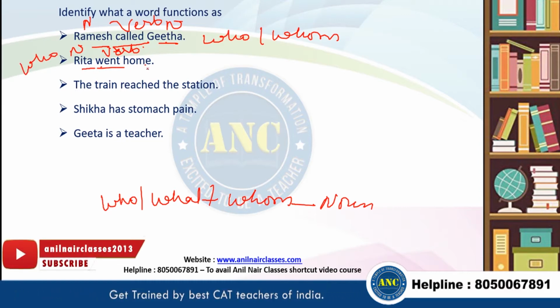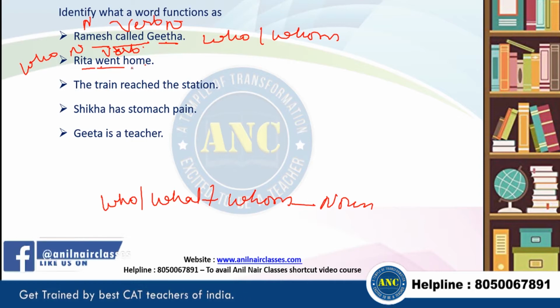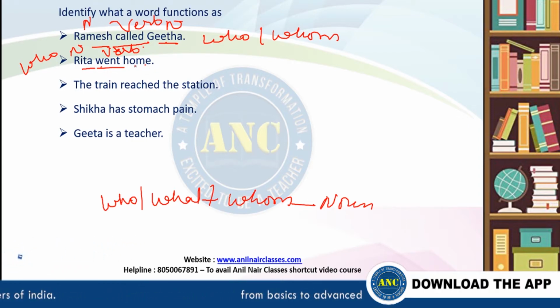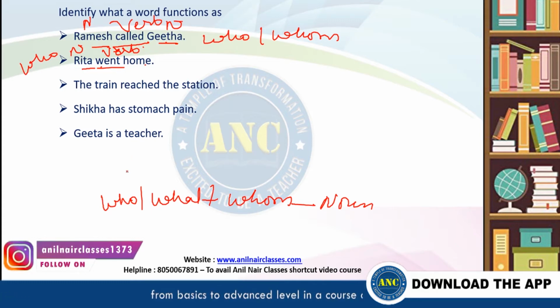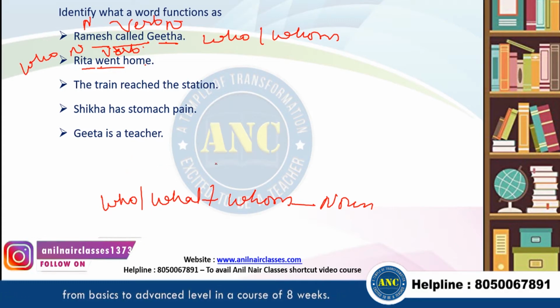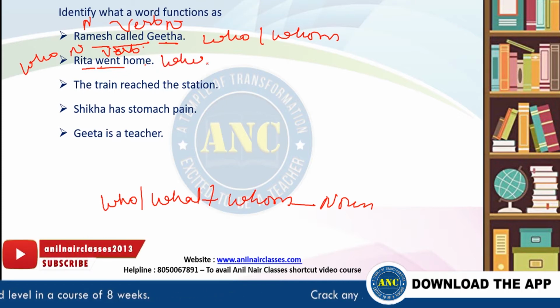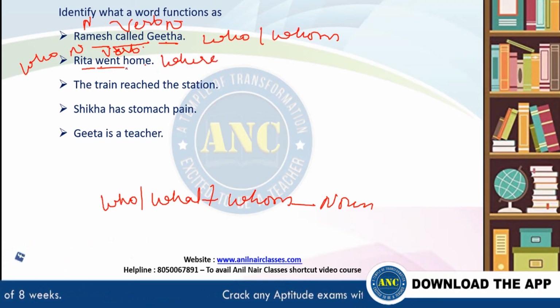So Rita went who? No answer. Rita went what? No answer. Rita went home. Whom? No answer. So we are not getting any answer to our who, whom or what question. So we'll ask some other questions. Rita went where? So the answer to this where question is home.